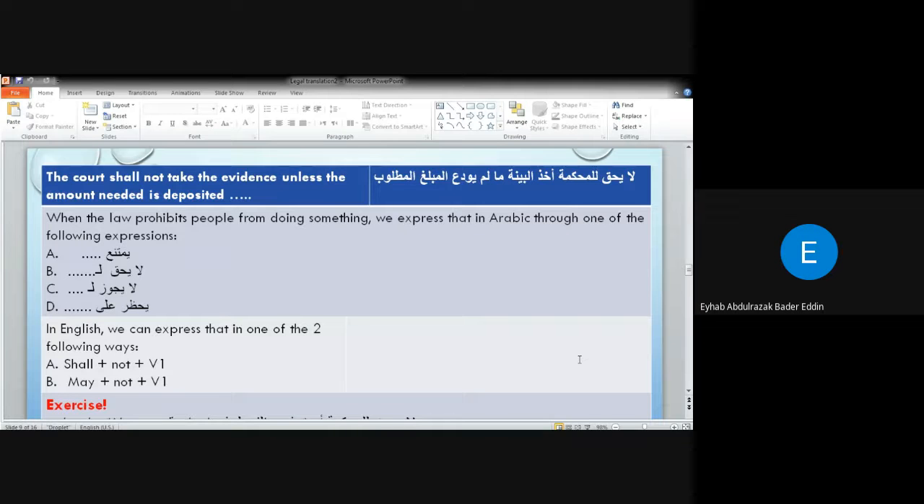Okay, so let's have a look, please. Now we move to talk about negative sentences in the legal context. So if you have a look here, the court shall not take the evidence. So this is in the negative, right?